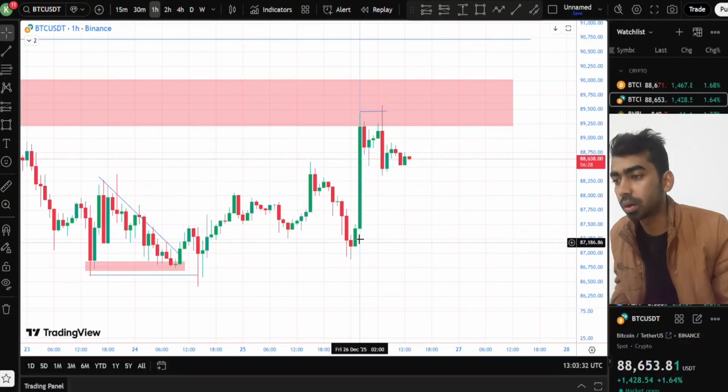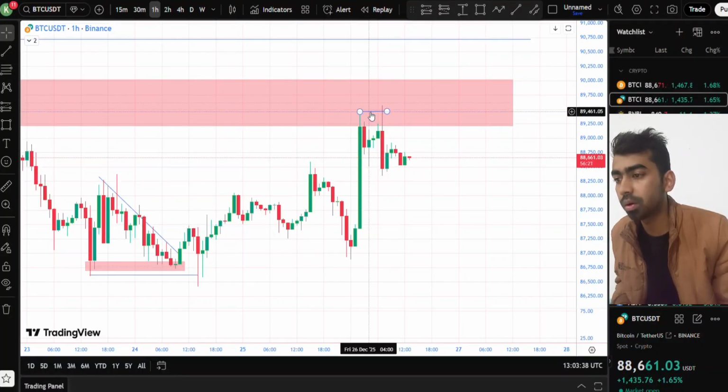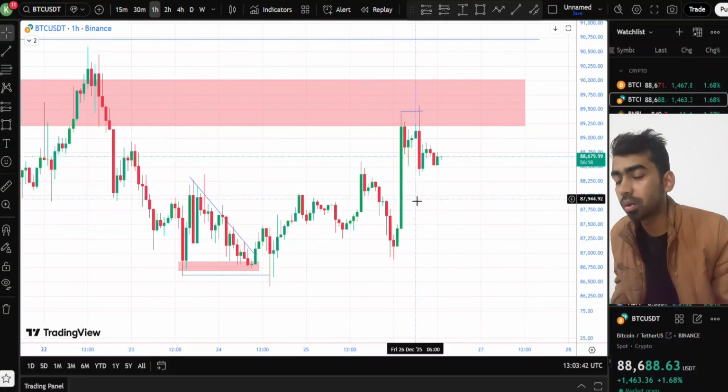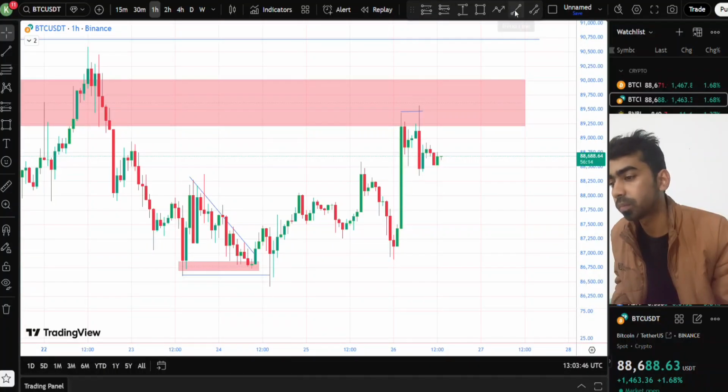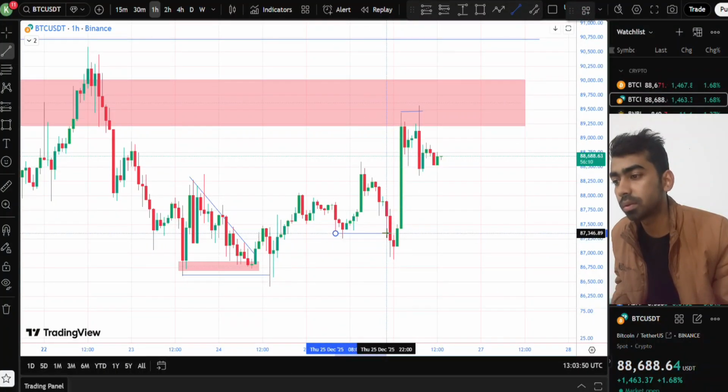Look at the candle. In 1 hour time frame, it is actually a very big candle from 87,400 to approx 89,400. 87, 88, approx $2,000 move. Okay. It was also a very interesting setup. But I missed it. Look at that, this liquidity.